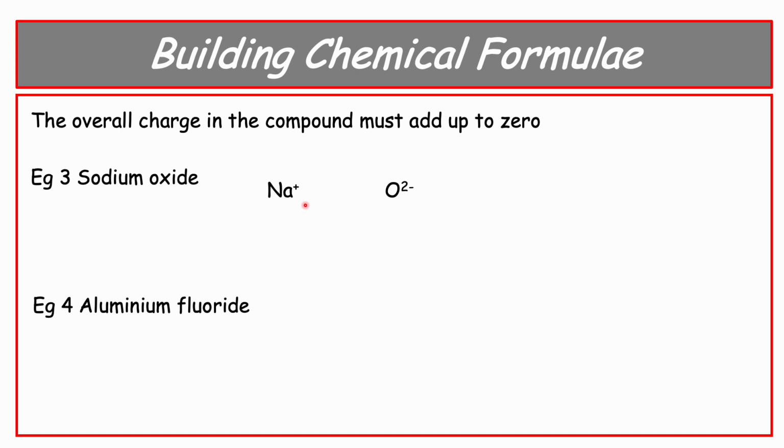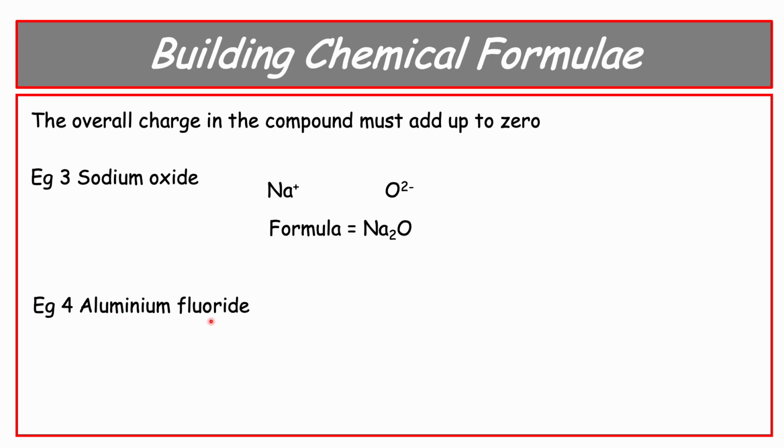But I know if I put into my calculator +1, -2, that will not give me a charge of 0. I need more sodiums to balance out this -2. In fact, I'm going to need 2 sodiums. So the formula would be Na2O. Because I've got 2 lots of +1 ions, so +2 in total. 1 -2 ion, so I've got +2, -2, and that gives me a charge of 0.